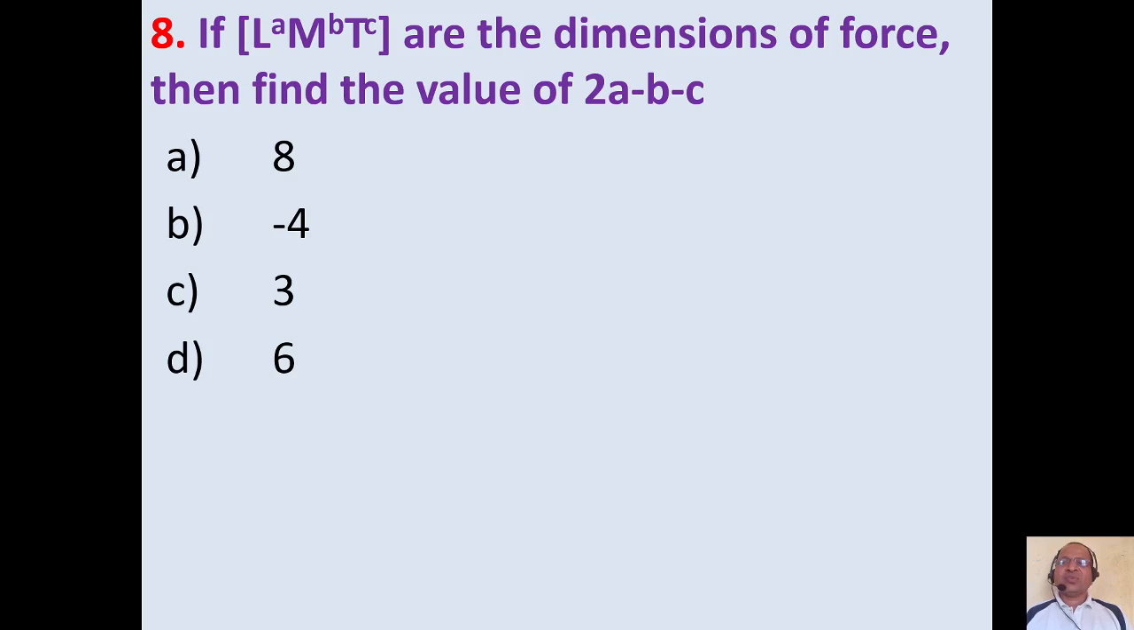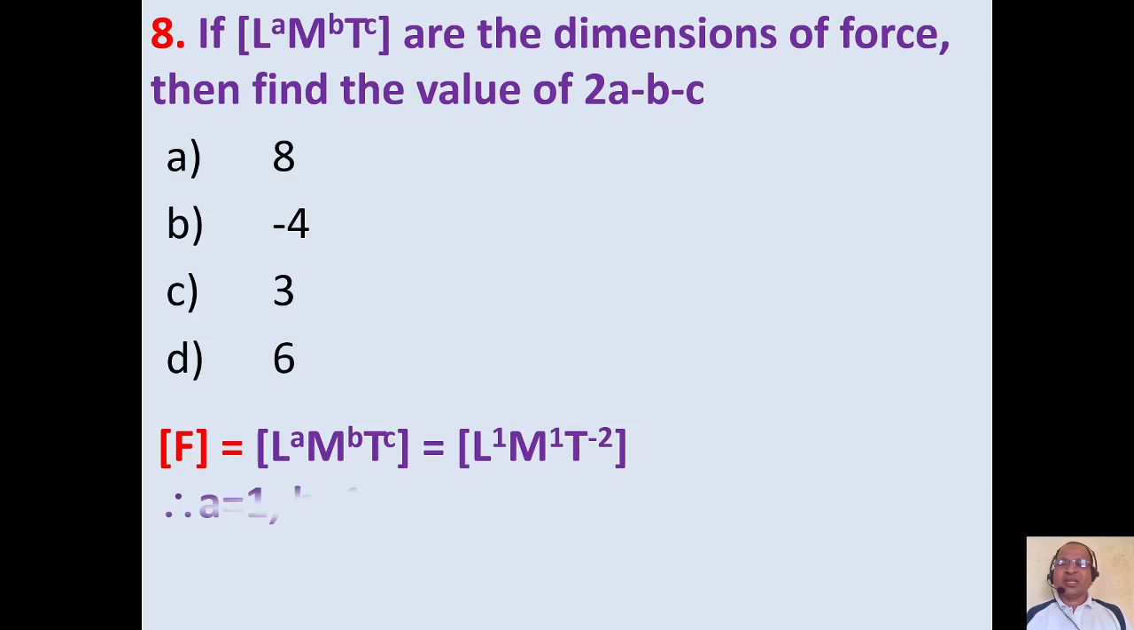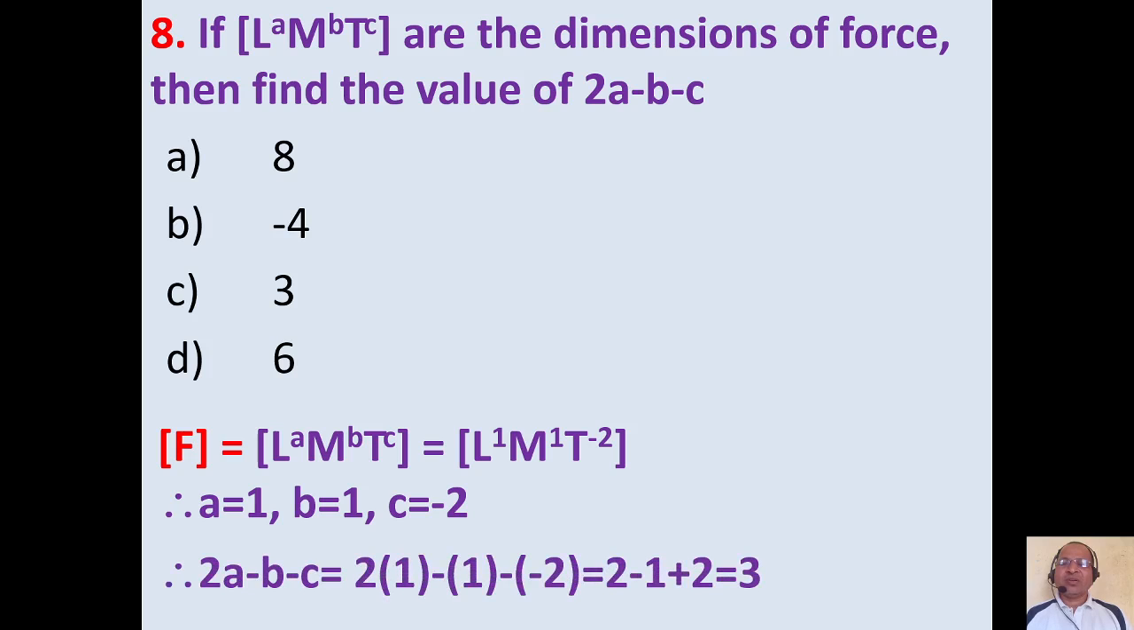If L raised to A, M raised to B, T raised to C are the dimensions of force, then find the value of 2A minus B minus C. So dimensions of force are given in terms of A, B, C, and we have to find the given relation. We know that dimensions of force are L raised to 1, M raised to 1, T raised to minus 2. Comparing both the sides, we can say that A is equal to 1, B is equal to 1, C is equal to minus 2. Now we can find the value of 2A minus B minus C. Substituting the values of A, B, C, we finally get the correct answer as 3. So option C, answer 3, is the correct one here.